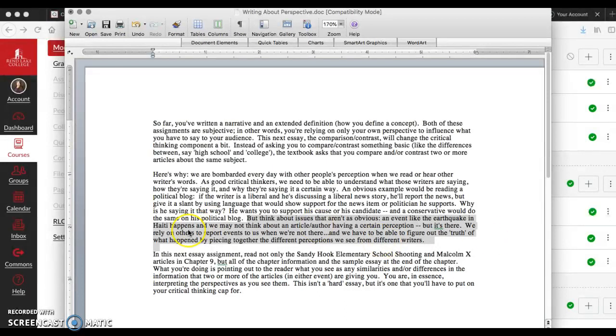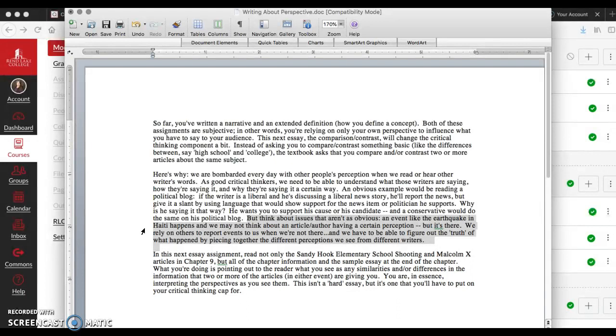But when you look at issues like the earthquake that happened in Haiti years ago, we may not necessarily think about an article or an author who's writing about something like an earthquake to have perception. But what you want to think about is it's there. If that writer is politically liberal or politically conservative, that will color the way that he's seeing the aftermath of an earthquake.